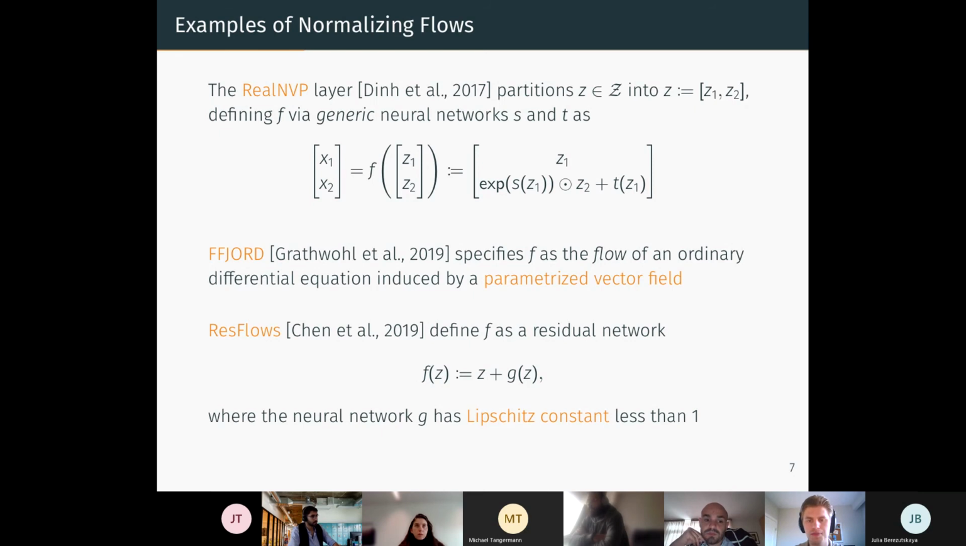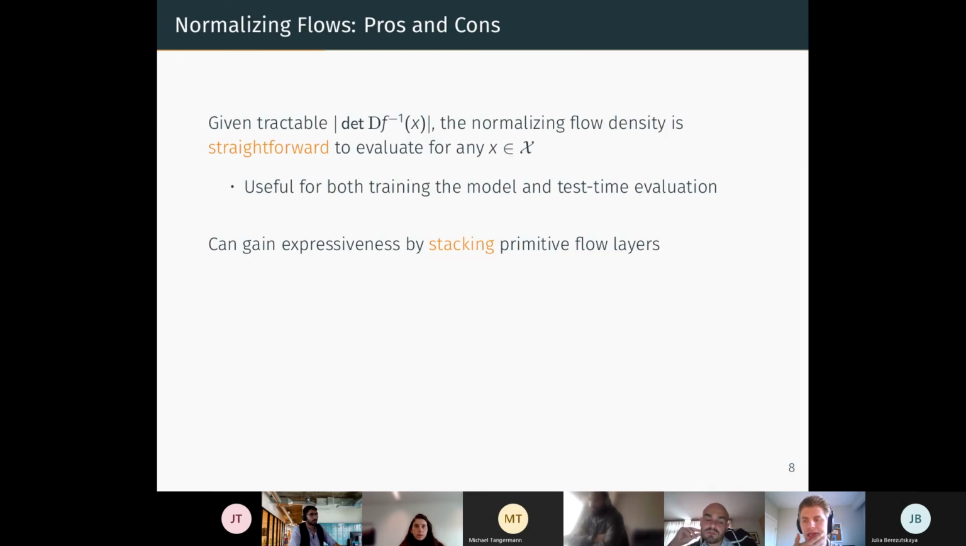Cool. Okay. So normalizing flows have some nice properties. First of all, assuming you have a tractable Jacobian determinant, the density of your normalizing flow model is quite easy to evaluate for any x. We can just use the change of variable formula. This is very useful in training the model because we can use maximum likelihood, and in test time evaluation, because given a new point, we can easily assess the density of that point.